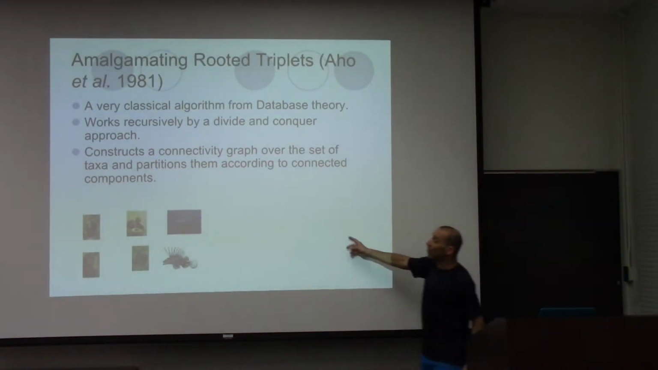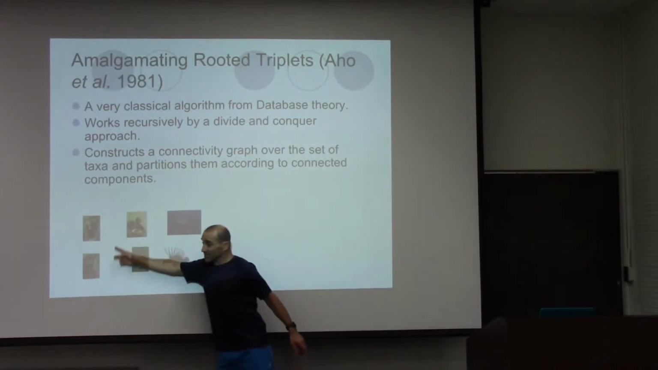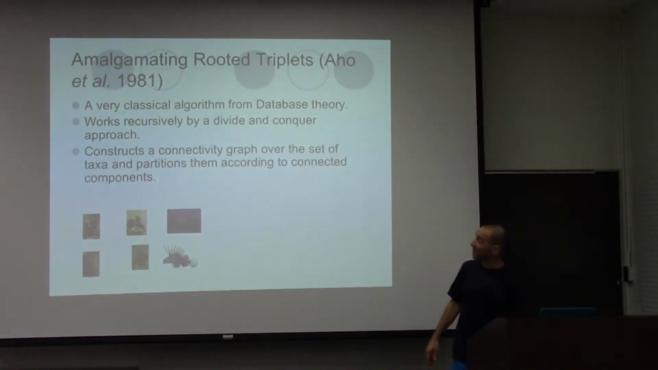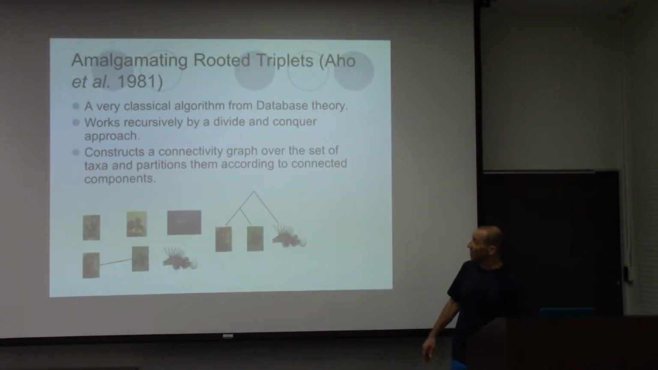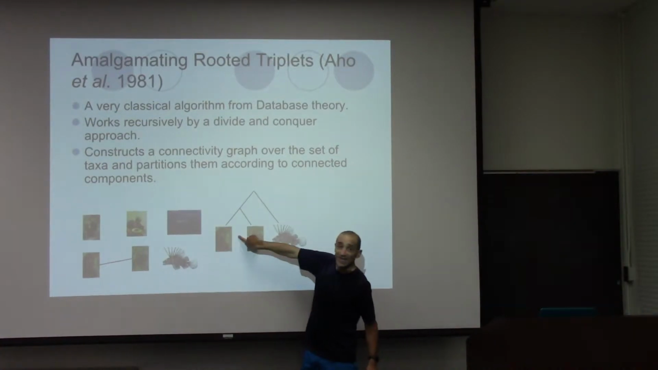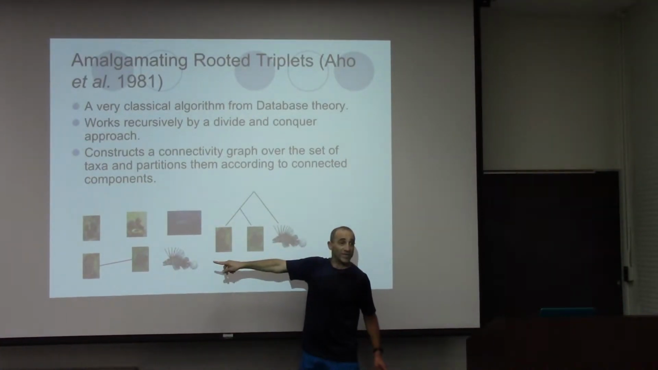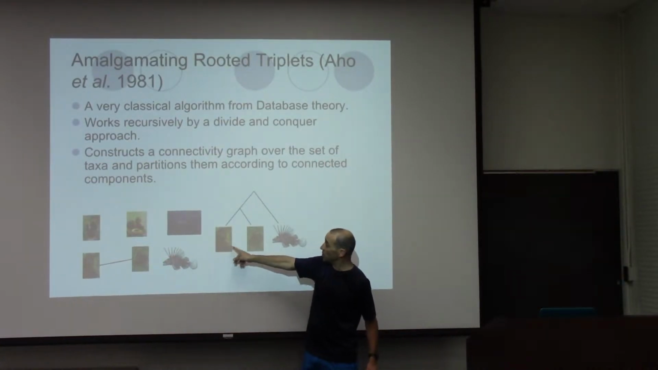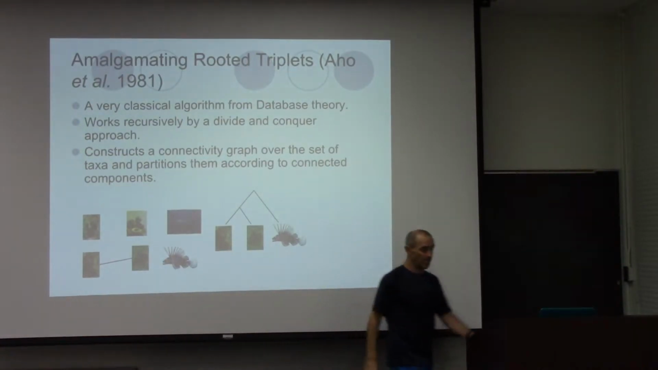So let's see. This is our underlying taxa. Now we have this set of triplets. For these triplets, we look at the two taxa here and connect them in the underlying connectivity graph. So we connected them by an edge.